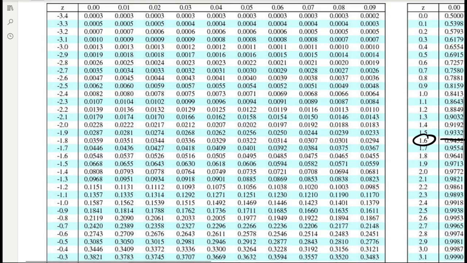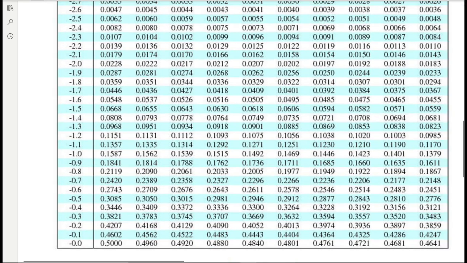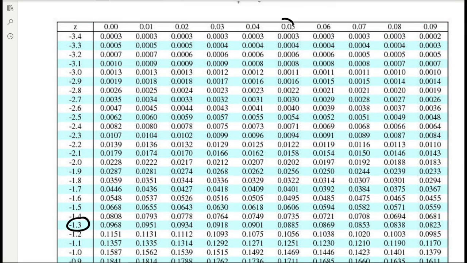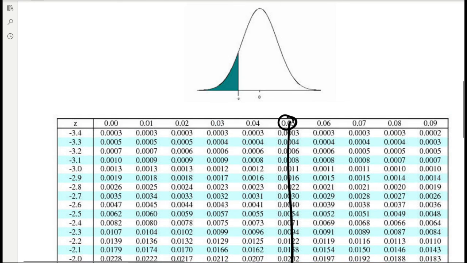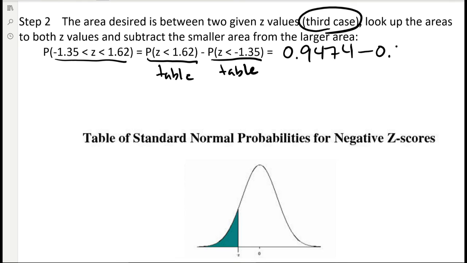Now let's look at negative 1.35. So negative 1.35 here and here. They seem to both cross at about 0.0885. And now we're going to simply subtract those values together to get our final area. And you're going to get 0.8589.